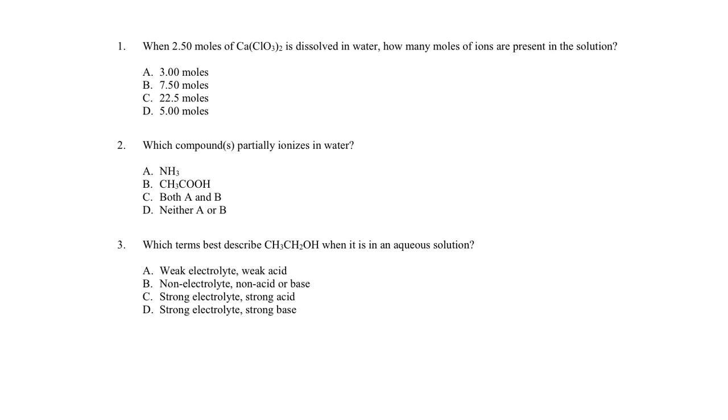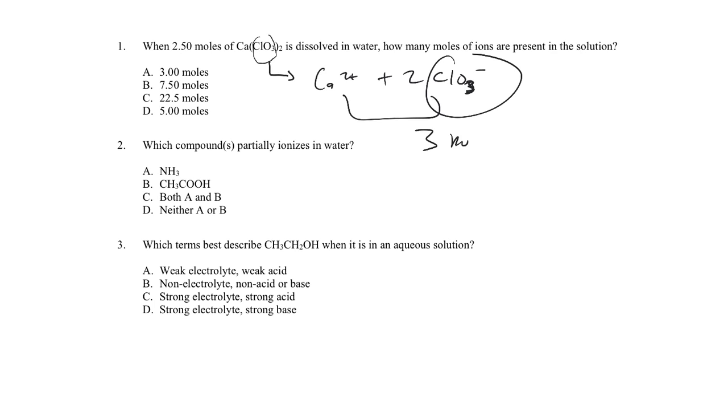When 2.5 moles of calcium chlorate dissolves in water, how many moles of ions are present in the solution? Well, this goes to calcium 2 plus, but then the question is, what does the chlorate go to? And the answer is chlorate. The chlorate doesn't fall apart any further. We stay with chlorate, so our polyatomic ions generally stick together. And so we're going to end up with 3 moles of ions for this compound whenever it dissolves in water.